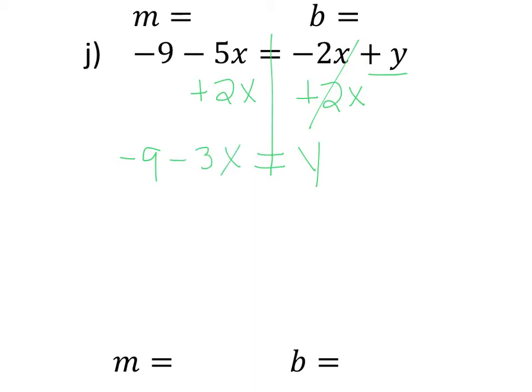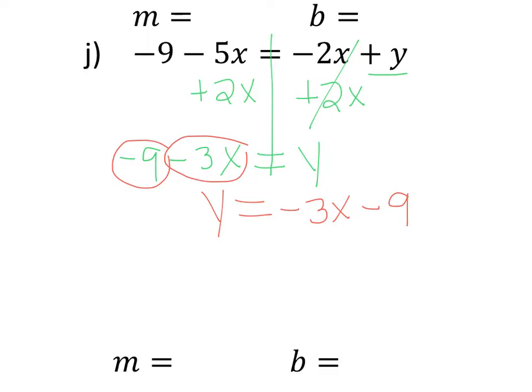I'm going to flip this around so the y is first. y equals, and I'm going to write my x term first. That sign in front of it tags along. So negative 3x minus 9. So I did a couple things. Again, I reversed it so the y was on the left instead of the right. And I then also switched around my terms, negative 3x and negative 9. So now I can easily identify the slope is negative 3 and the y-intercept is negative 9.